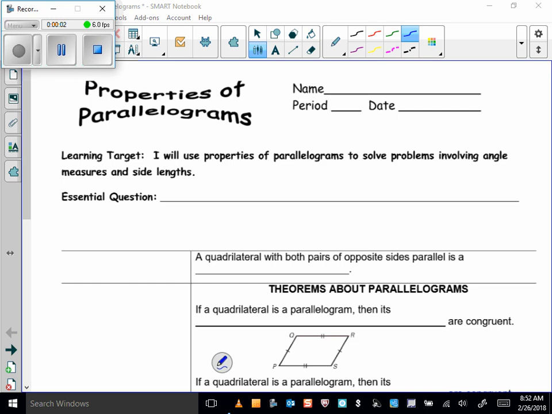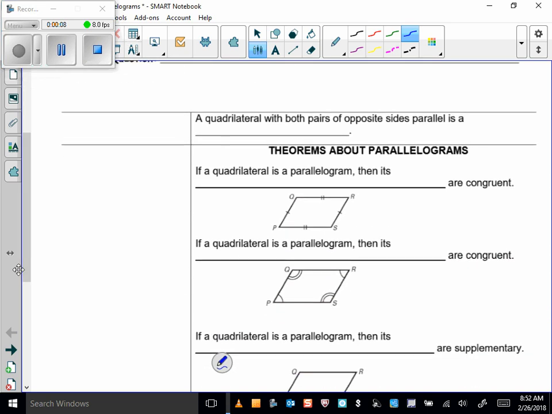The first part of today's lesson is on properties of parallelograms, and so of course what we need to start with is the definition of a parallelogram. What is a parallelogram? Well, it's a quadrilateral with both pairs of opposite sides parallel. That is a parallelogram.